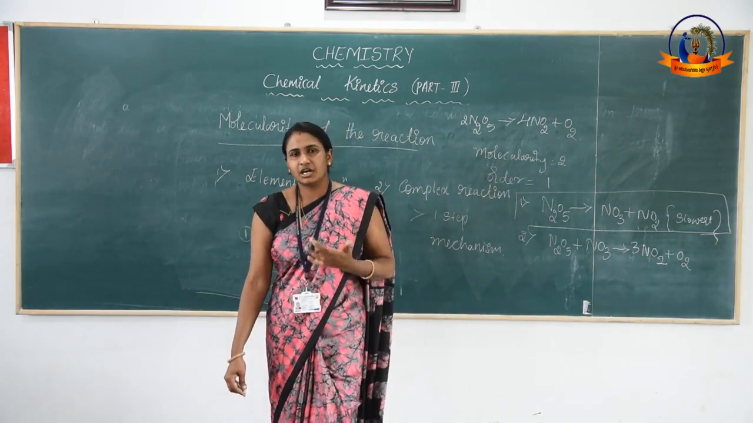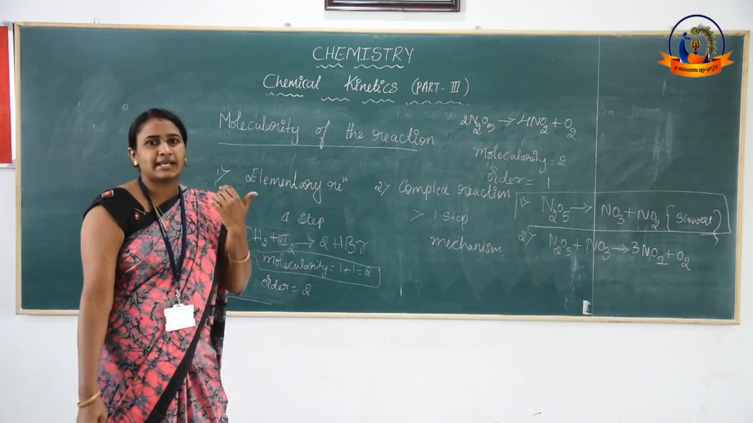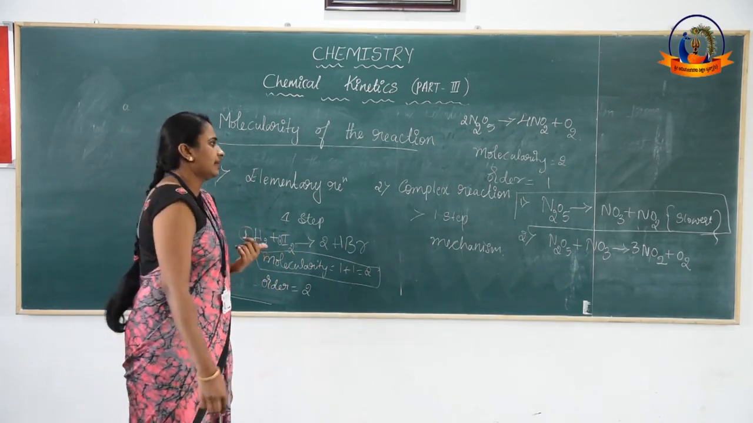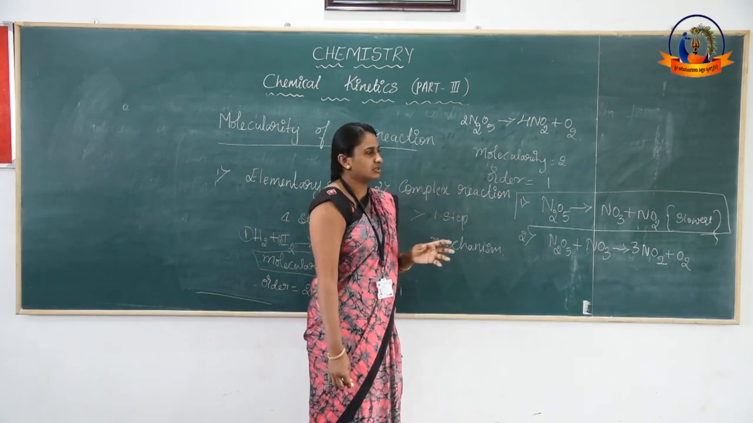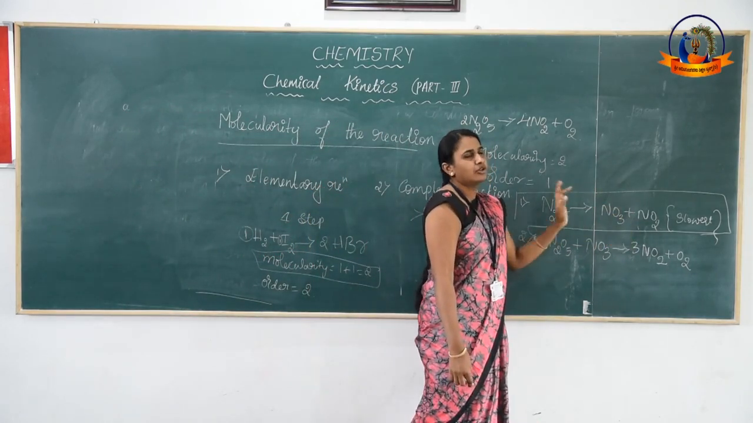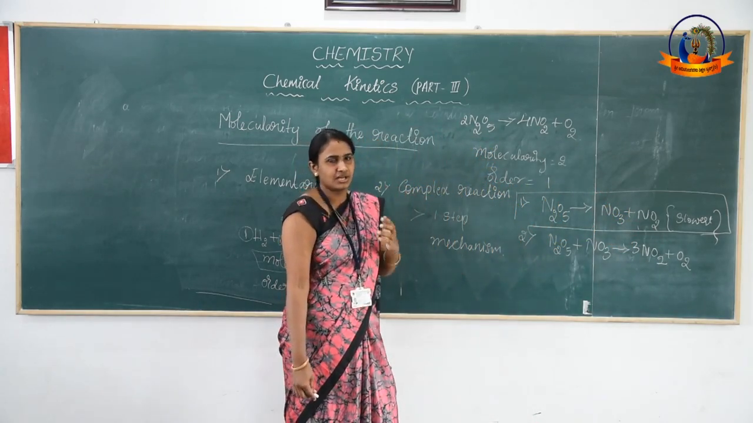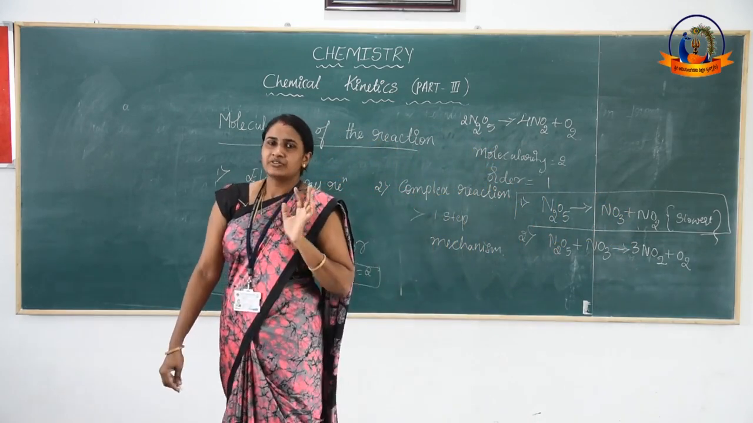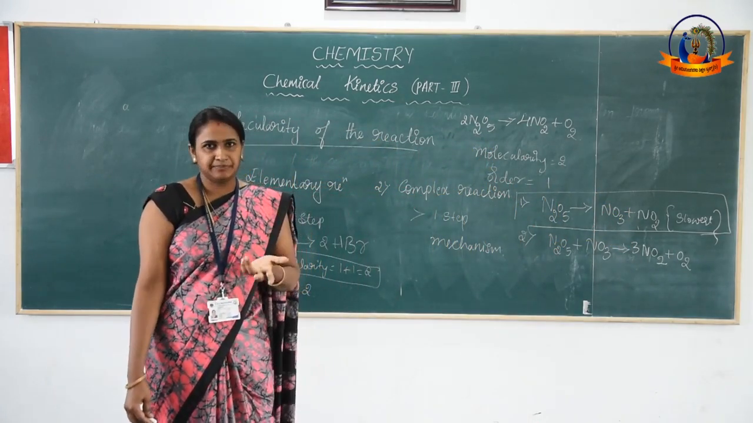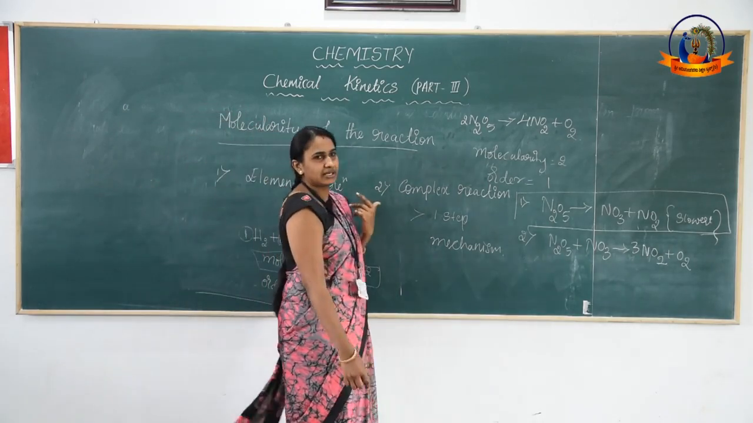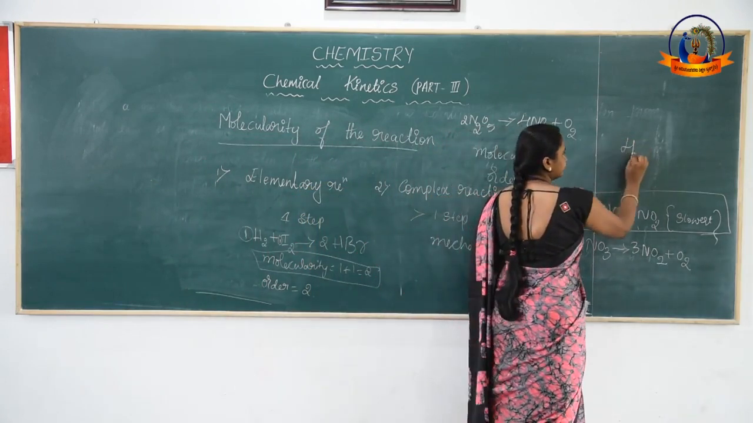It is clear that order is not a theoretical quantity, it is purely an experimental quantity, and in a complex reaction our rate only depends upon the slowest step, not upon the reactions which take place very fast. I will give an example: 4 people participate in a relay. When they participate in the relay, the rate will not depend upon all the 4.